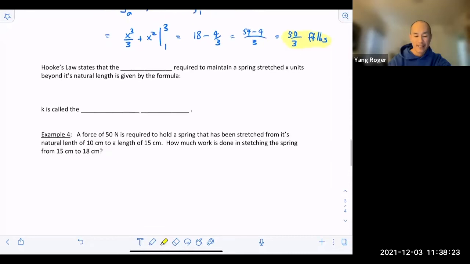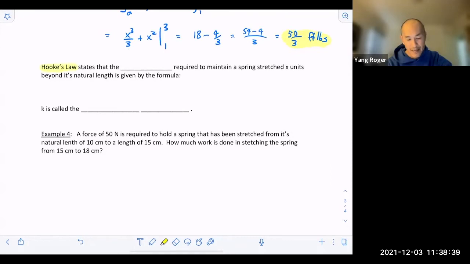I wanted to at least get this far. There's something called Hooke's law. This is like a classic example. I don't know why they make such a big deal about it. Maybe it's just a simple example, but Hooke's law states that the force required to maintain a spring stretched x units beyond its natural length is given by the following formula. So the formula is f of x is equal to k times x.